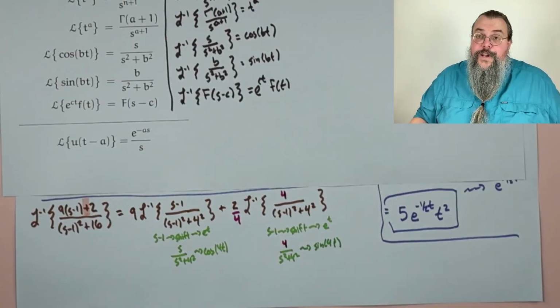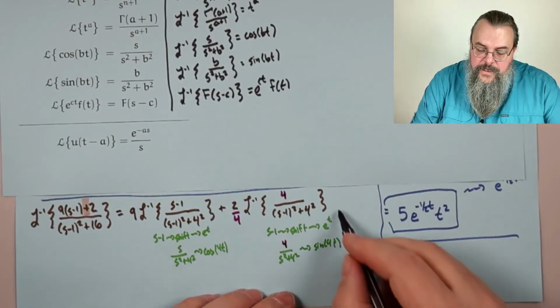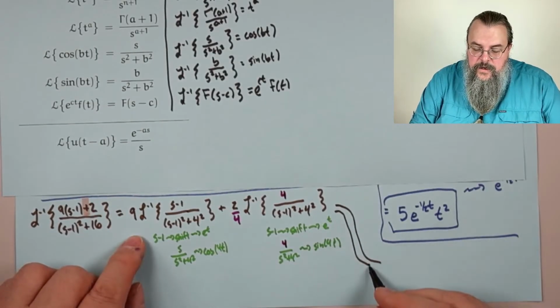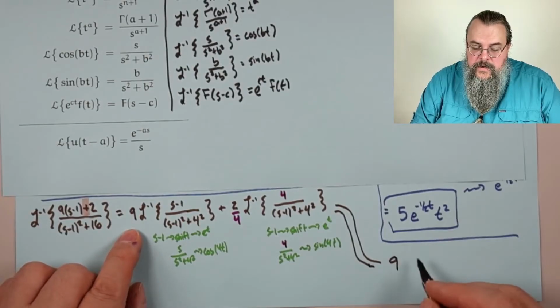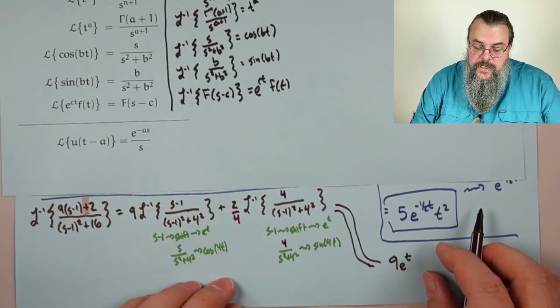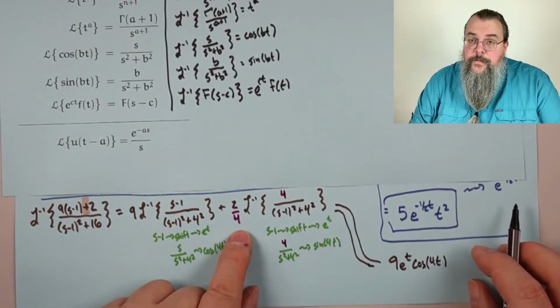So we're now ready to write our answer. We have the following. Namely, we have here our 9, our e to the t because of the shift, and cosine 4t. 2 over 4 is a half.